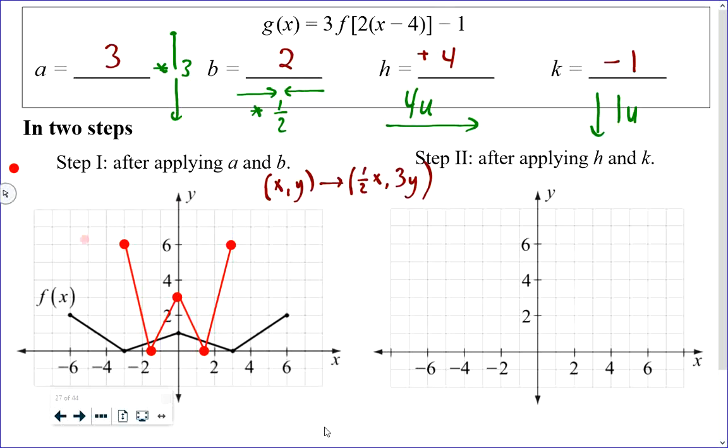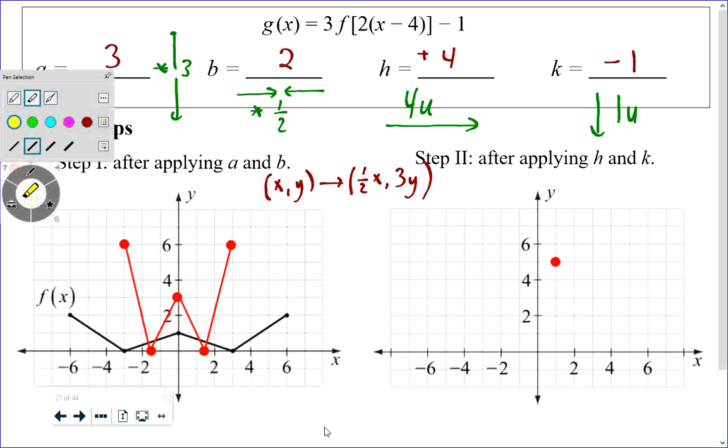So I take this point here, which happens to be at -3, 6, and I need to shift it 4 to the right, and 1 down. Okay. So this point ended up here after the effects of A and B, and then ended up, actually, that's not a very smart move, educationally speaking, ended up here and then ended up here, right?